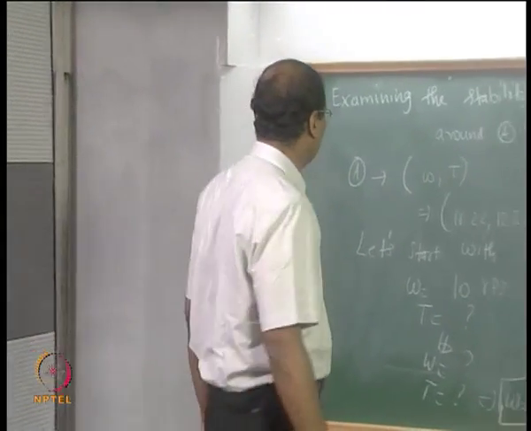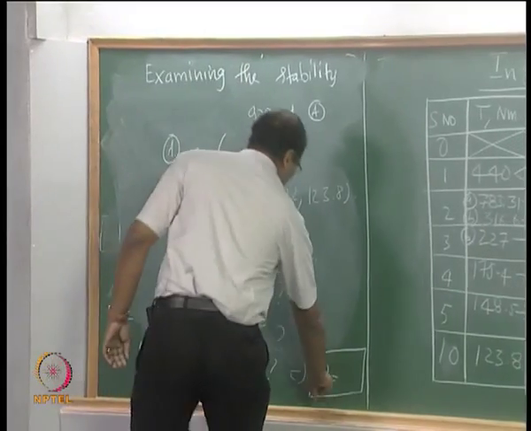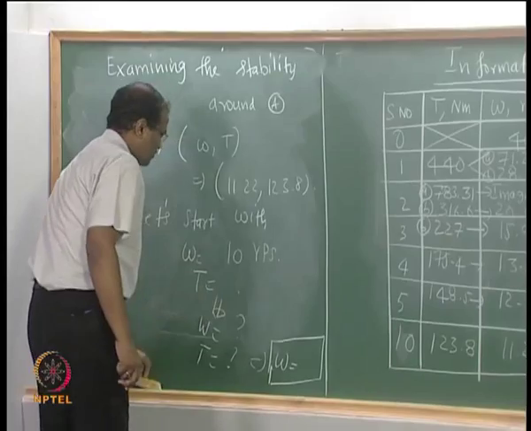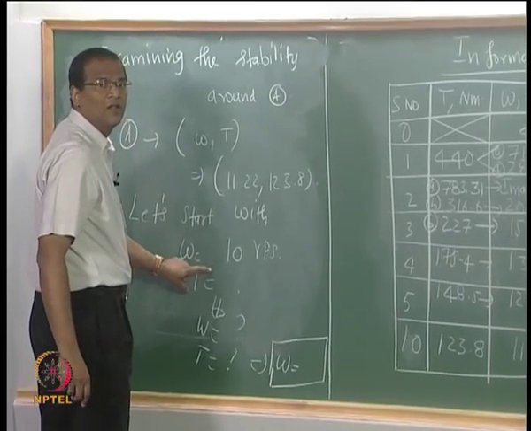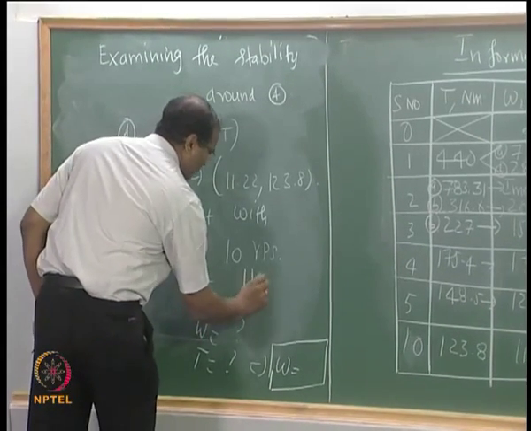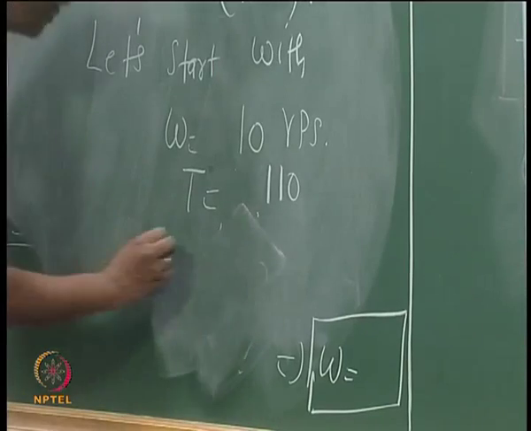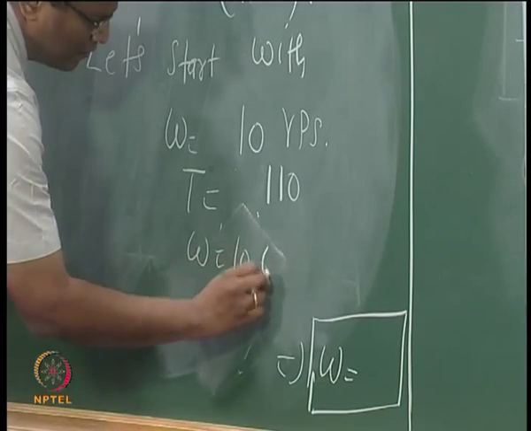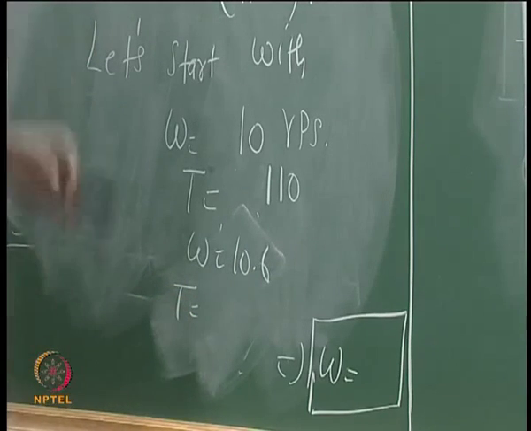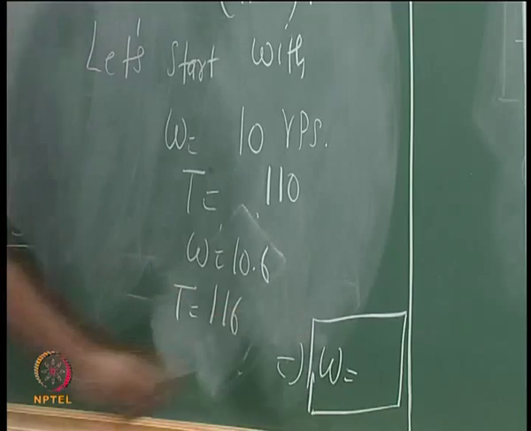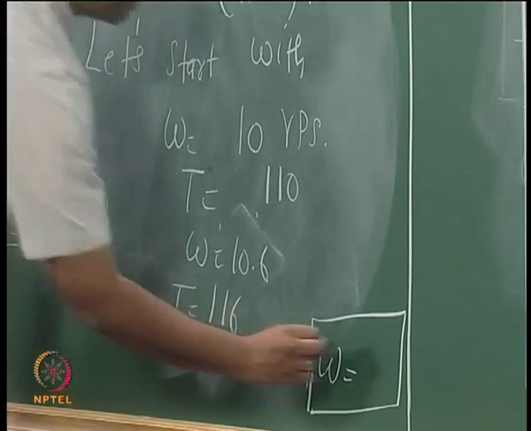We start with 10, what do you get? Torque. What is this? No, T. 110. Omega 10.6. Then T 116. Omega. Okay.